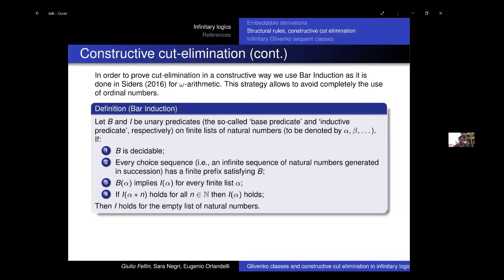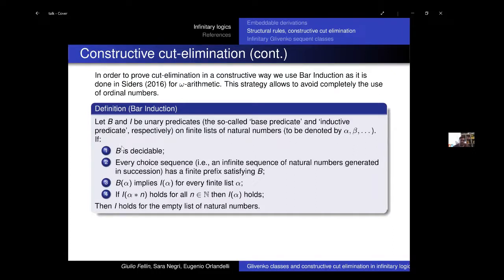Now, in order to prove cut elimination in a constructive way, we use bar induction, as it is done in Schütte-style proofs for omega arithmetic. This strategy allows us to completely avoid the use of ordinal numbers. So what is bar induction? If we have two unary predicates, B and I, where B is called the base predicate and I the inductive predicate, on finite lists of natural numbers, we denote a list by alpha, beta, and so on.